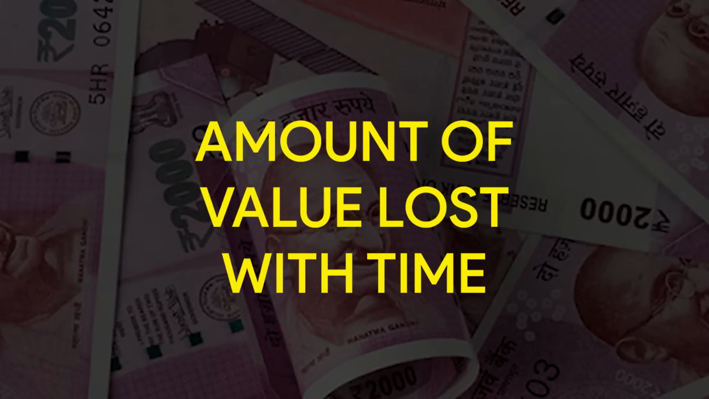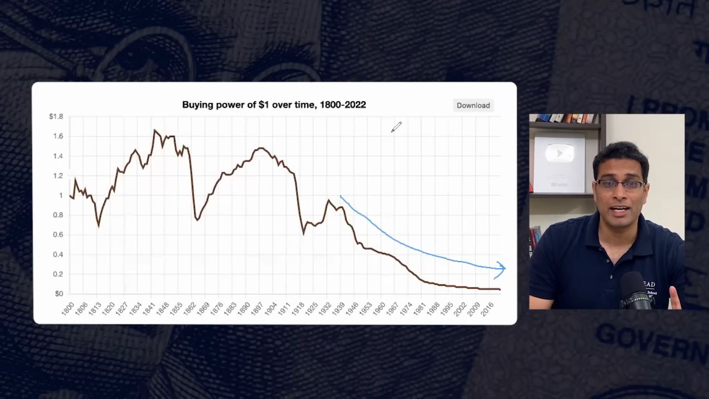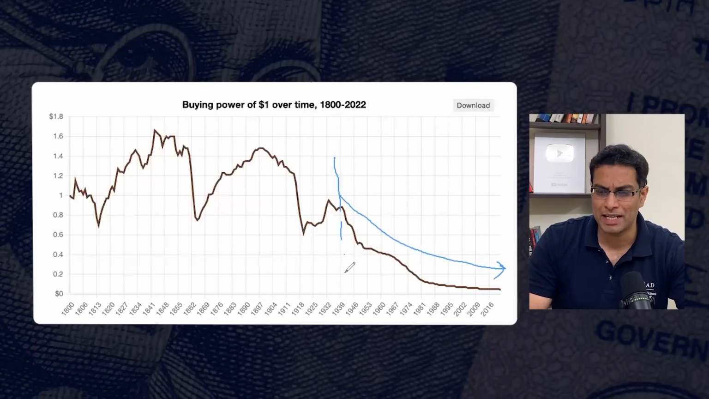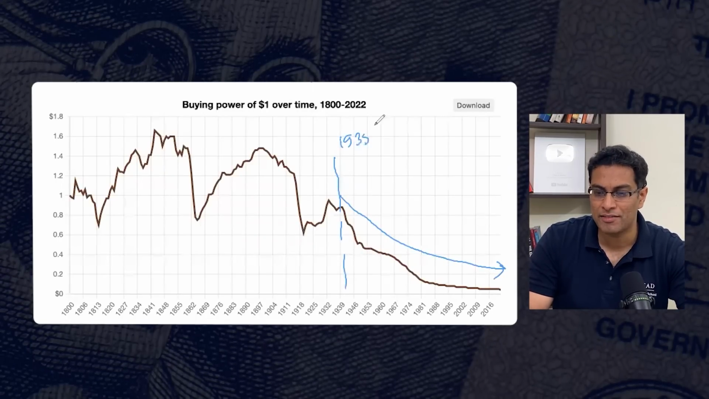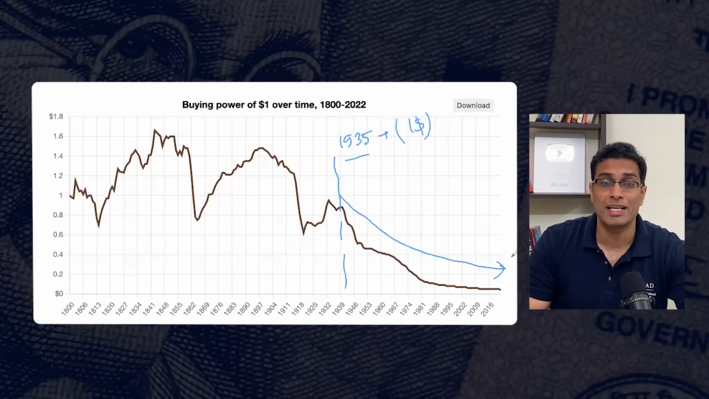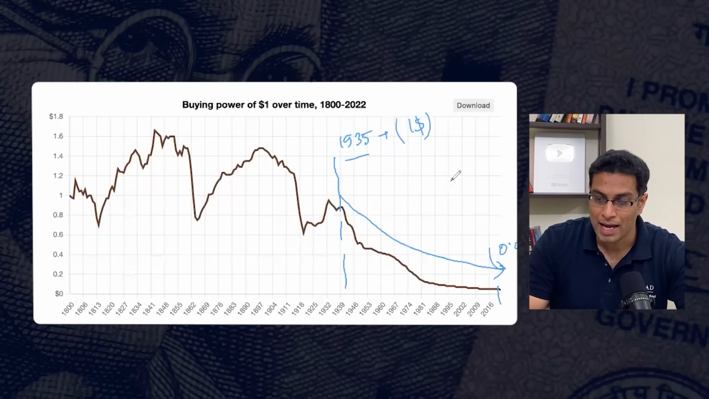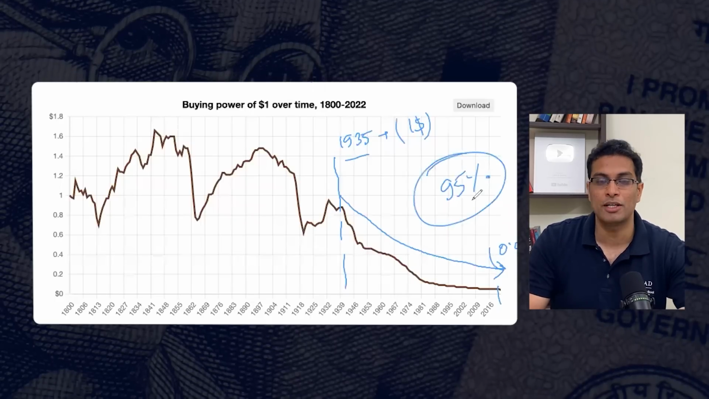Third, and the most important difference between a hard asset and a soft asset is the amount of value that it loses with time. So again, let us revisit the chart that I was explaining about cash or fiat money or the US dollar, and then compare it with gold. In order to help you understand at what rate the dollar has been destroyed, pick a very simple example. Let's assume that in 1935, you picked up $1 and kept it under your bed. How much is that dollar worth now? It is worth 0.05 cent. So the dollar has roughly lost 95% of its value.